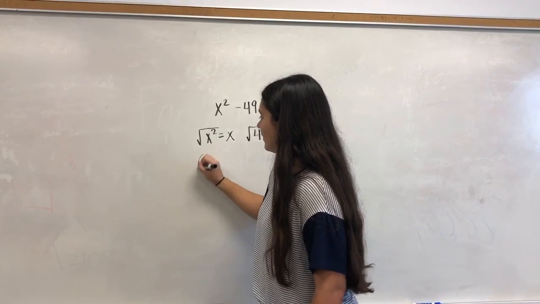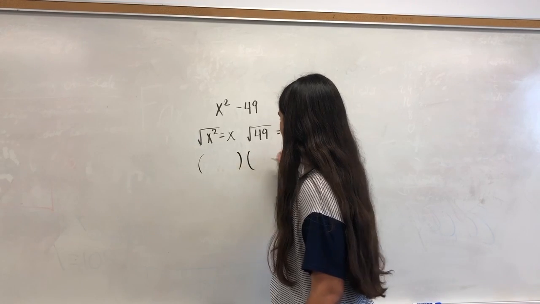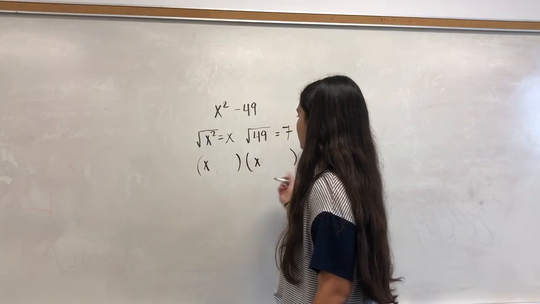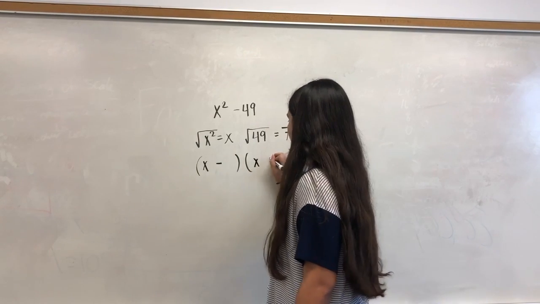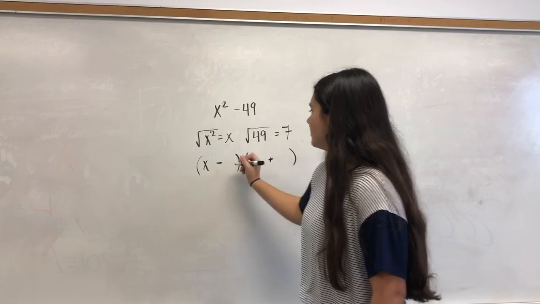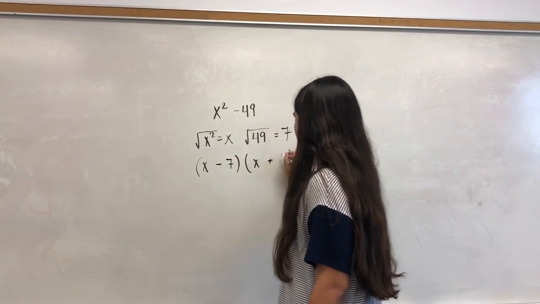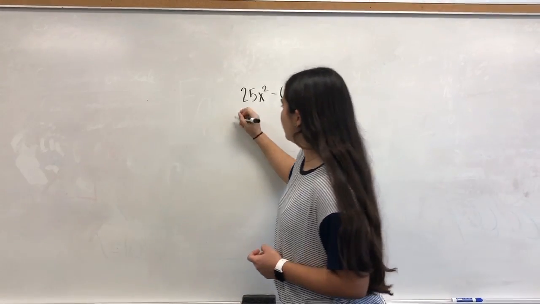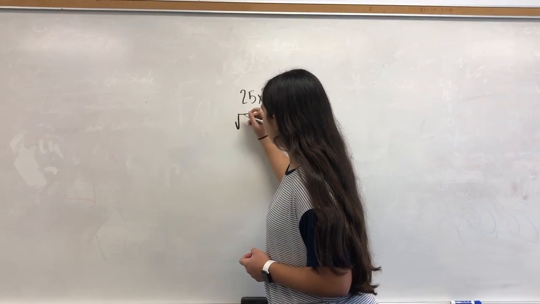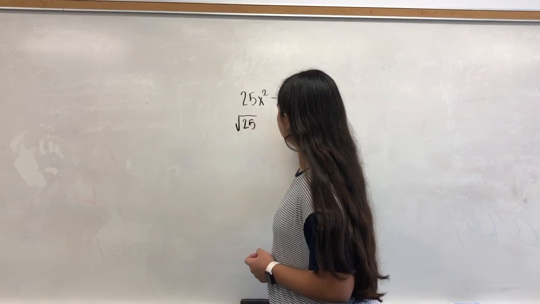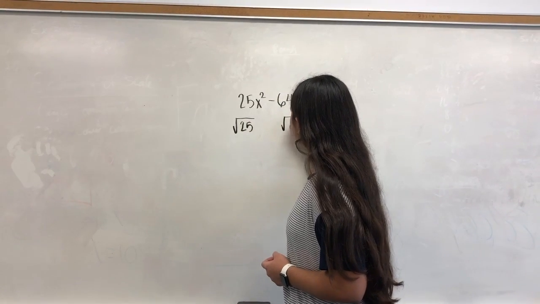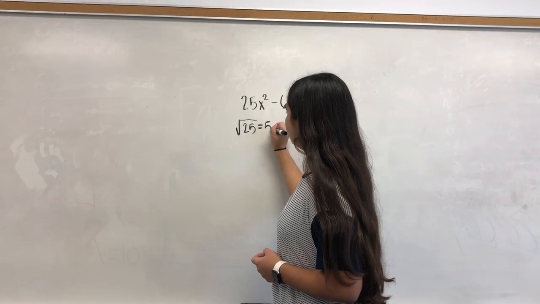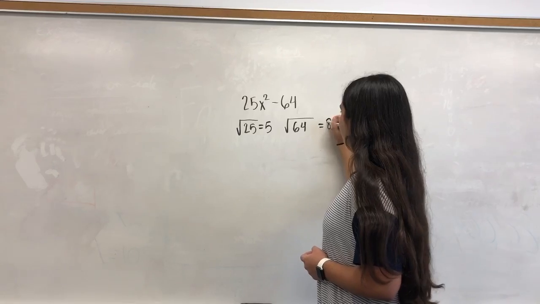So then you're going to do your parentheses. You're going to put your x, negative and a positive. And then you're going to bring this over here, and that over there. So you're going to take the square root of 25 and the square root of 64. This is going to give you 5, and this is going to give you 8.